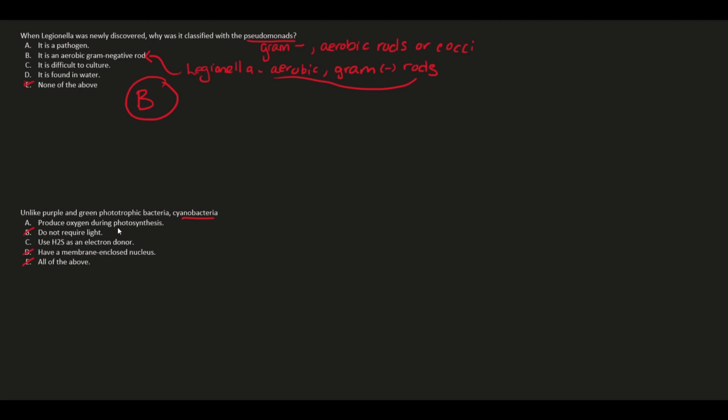Since they perform photosynthesis, C cannot be the answer. Use hydrogen sulfide as an electron donor, which leaves us with A. Cyanobacteria produce oxygen during photosynthesis. So the answer is A.